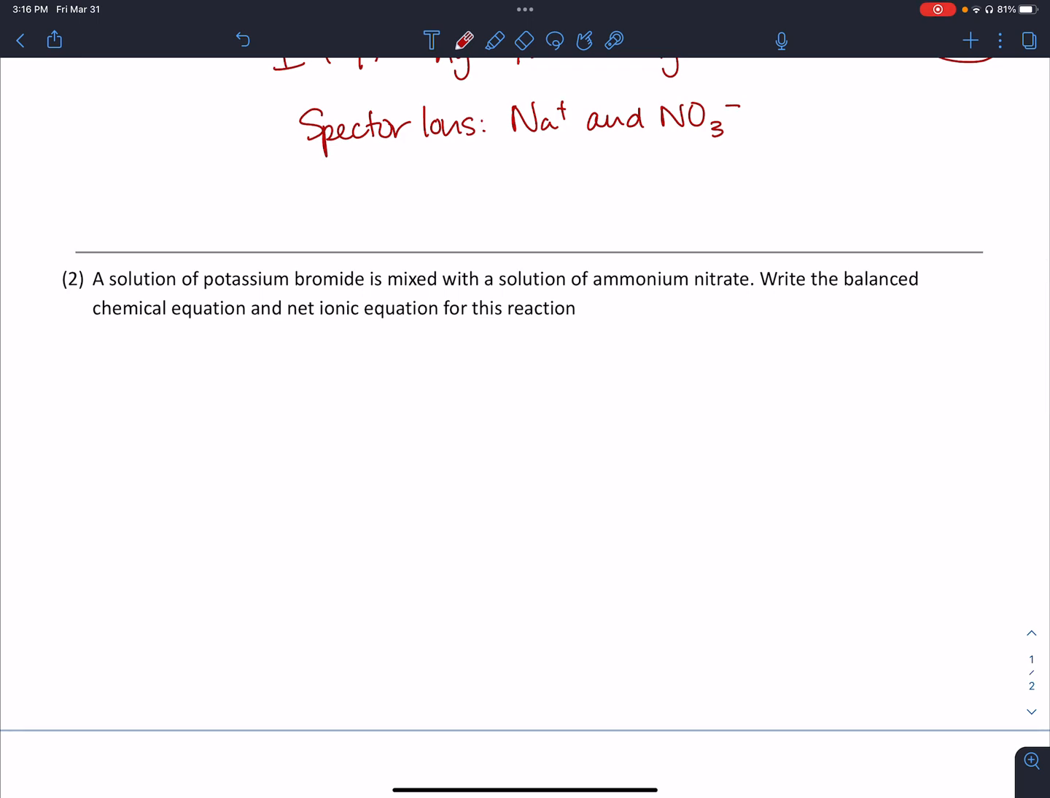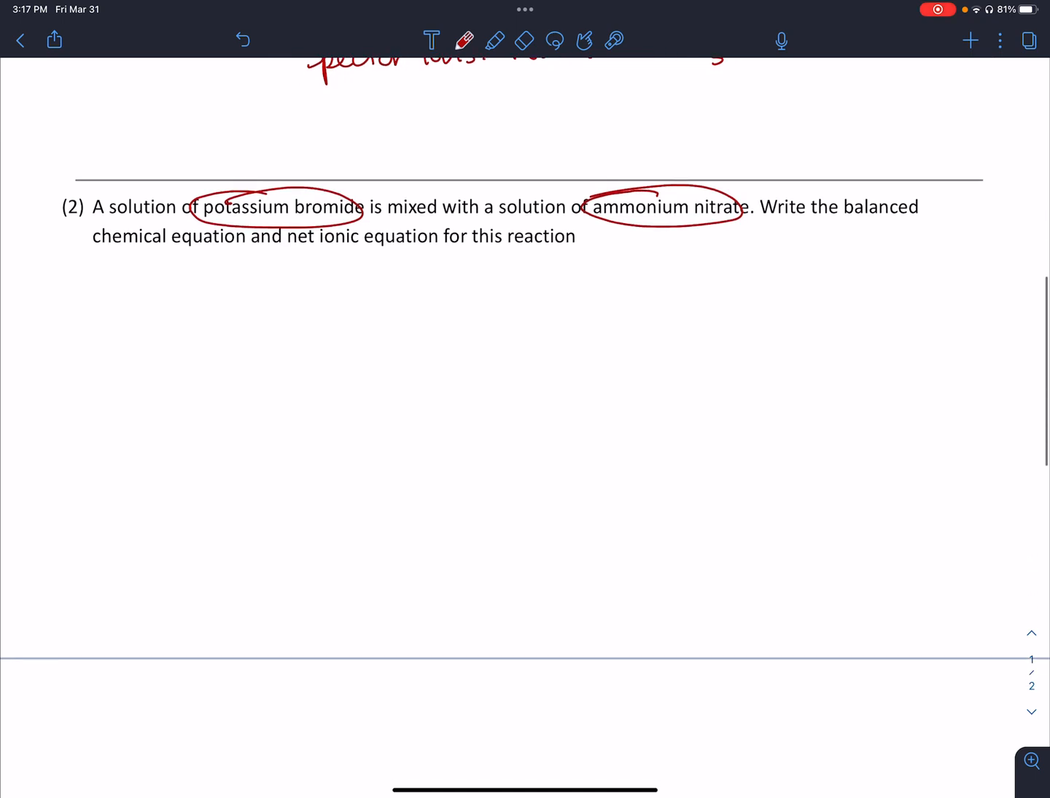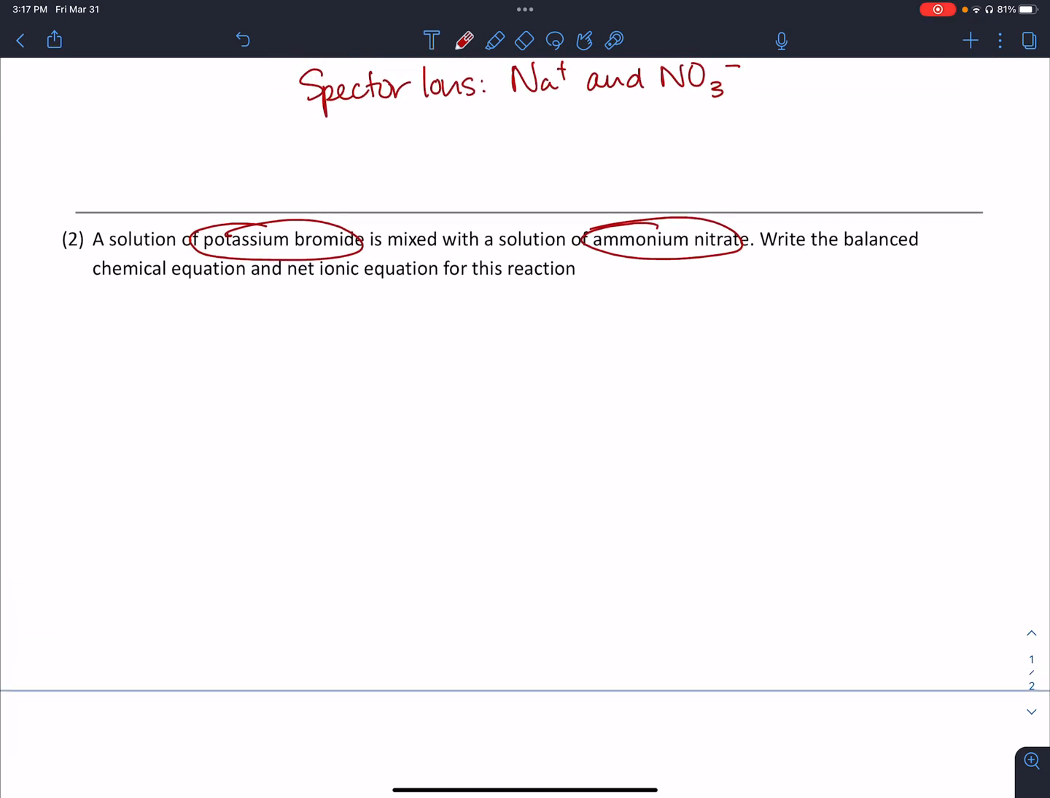Here we have a solution of potassium bromide mixed with a solution of ammonium nitrate. Write the balanced chemical equation and the net ionic equation for this reaction. So we start out by writing KBr for our potassium bromide, and that's going to be aqueous. We're going to add to that ammonium, NH4, nitrate, NO3, that's +1 and -1. Again, aqueous. And we're going to run a double replacement reaction.